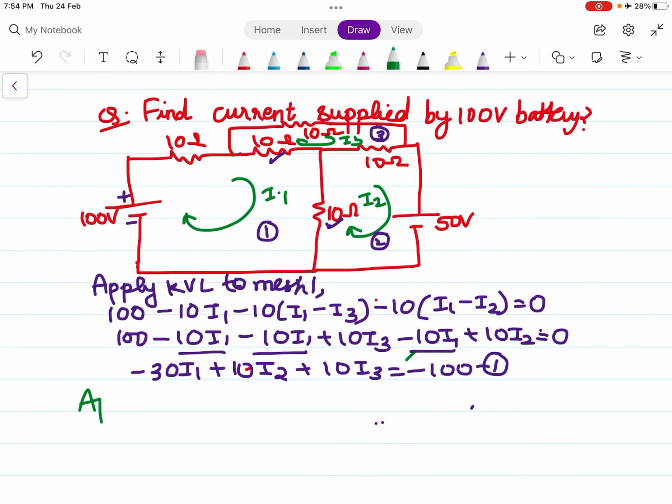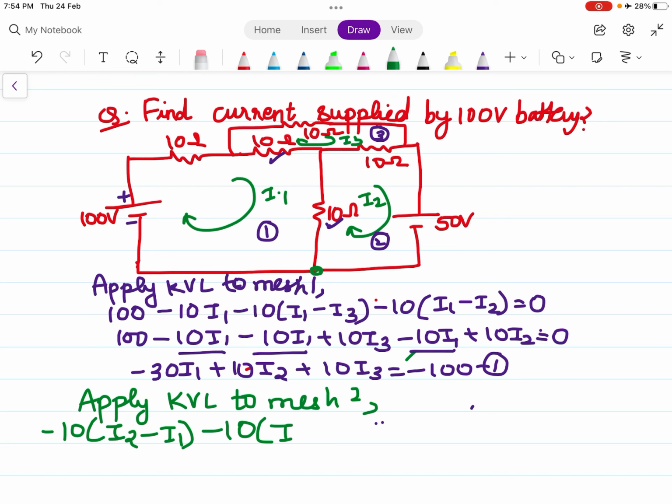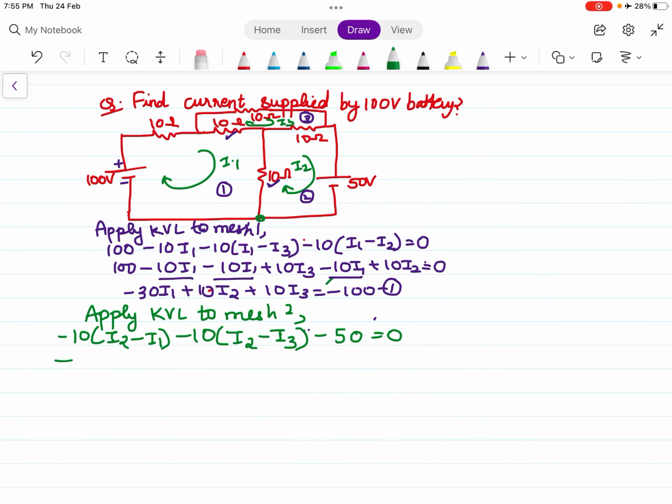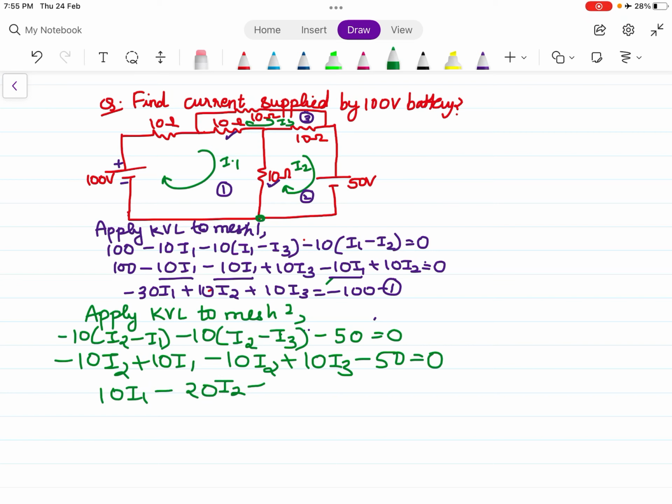Next I'll apply KVL to mesh 2. When I apply KVL to mesh 2, starting from this point, minus 10, now I am applying it to mesh 2, so I2 minus I1, minus 10 (I2 minus I3), positive to negative, minus 50 equal to 0. So minus 10 I2 plus 10 I1 minus 10 I2 plus 10 I3 minus 50 equal to 0. 10 I1 minus 20 I2 plus 10 I3 equal to 50. Equation number 2.